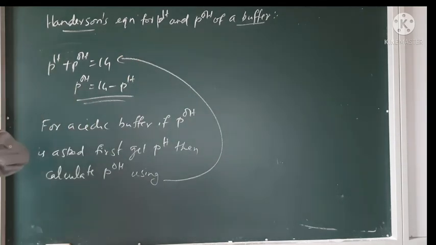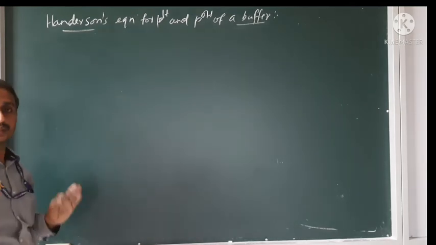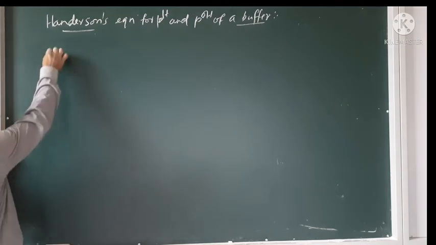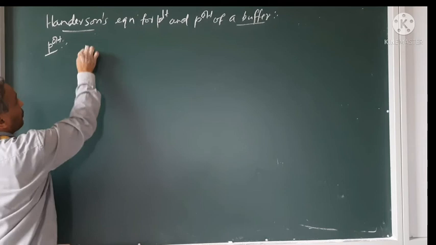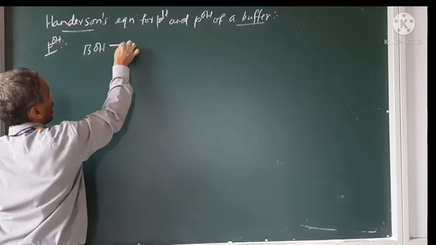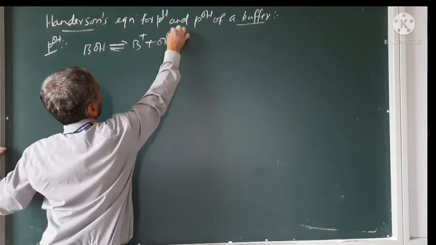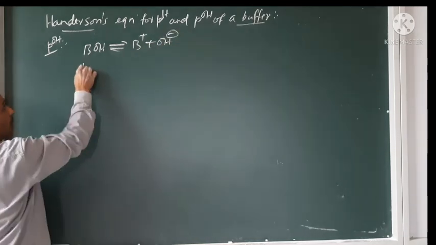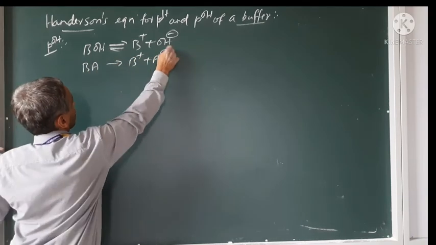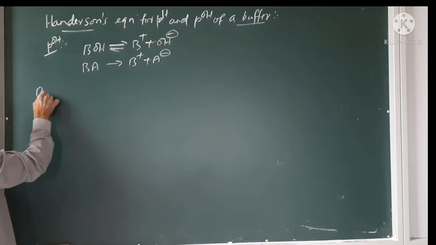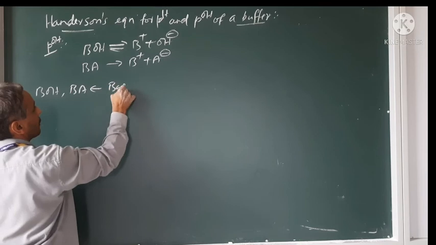Using these equations, remember this. Next one is the Henderson equation for pOH. Whatever is BOH, which is a weak base, I will take. It gives B plus and OH minus. And BA is a strong salt giving B plus and A minus. Means BOH and BA mixture act as a basic buffer.